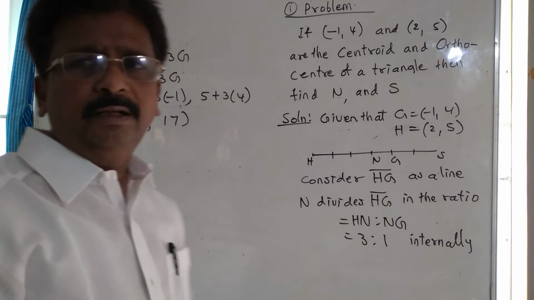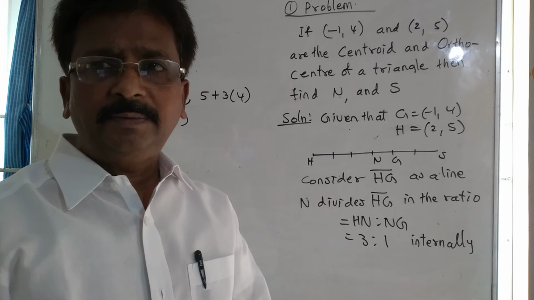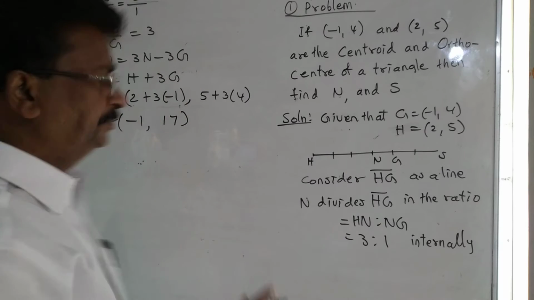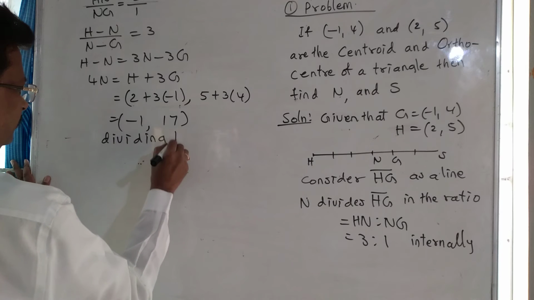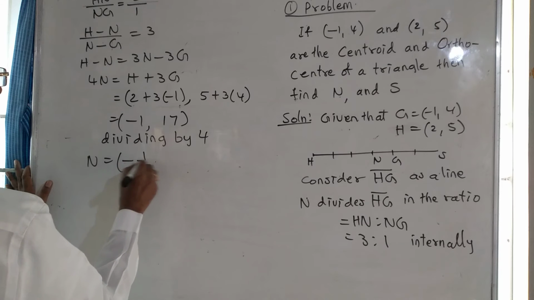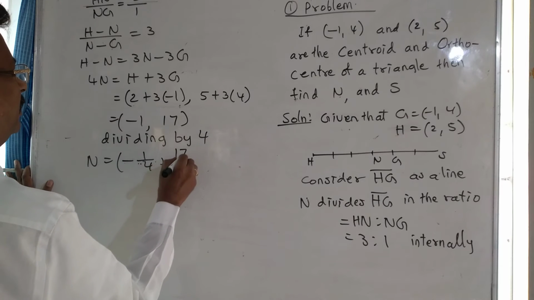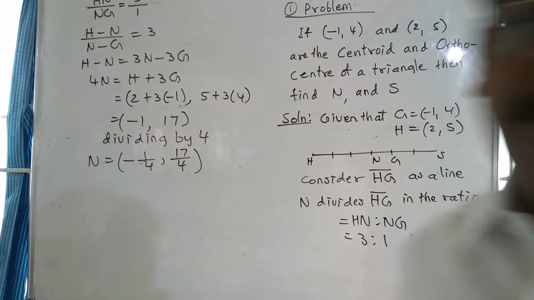Now this is 4n, but we want n. Now divide by 4. Dividing by 4 we will obtain the n. N is equal to minus 1 by 4, comma, 17 by 4. We got the n. Note it.